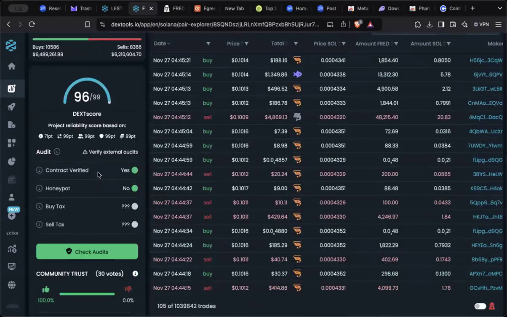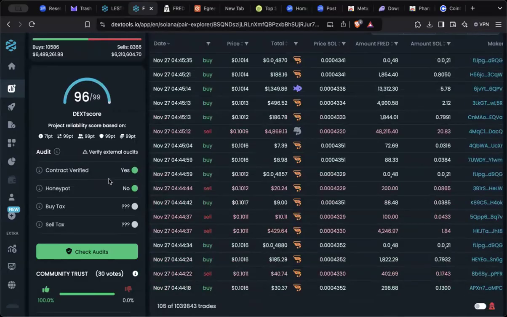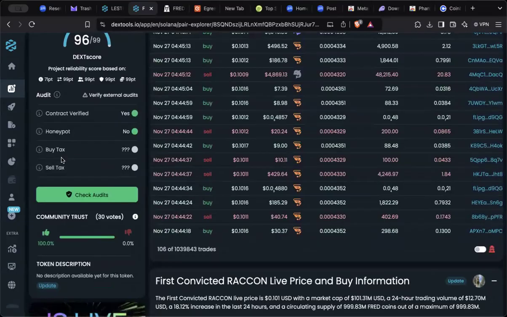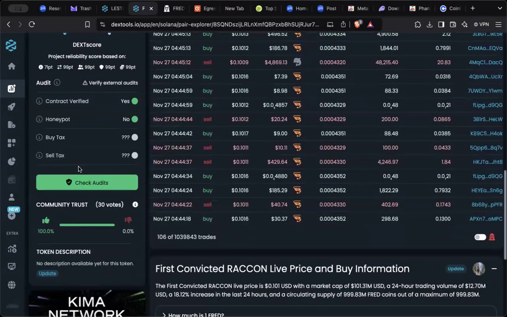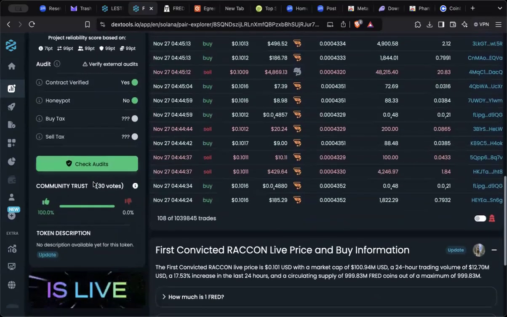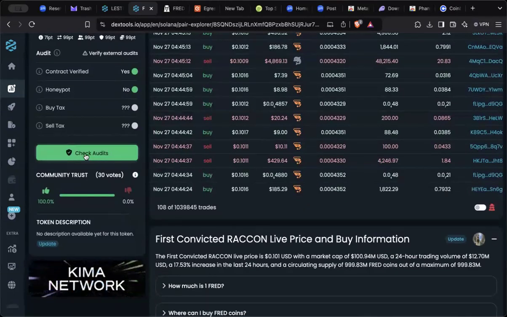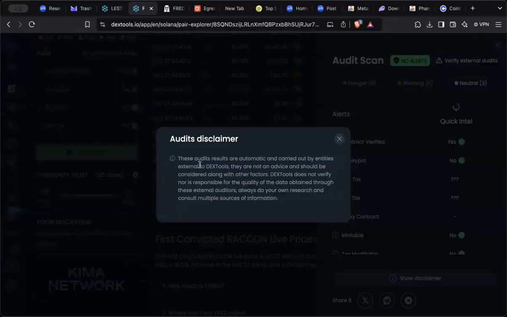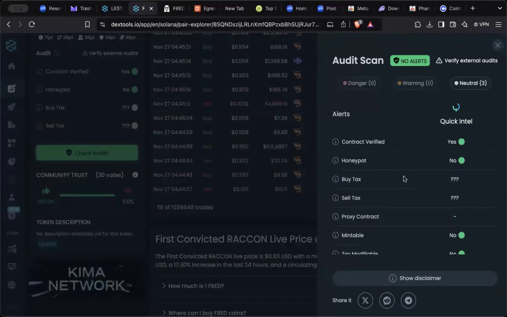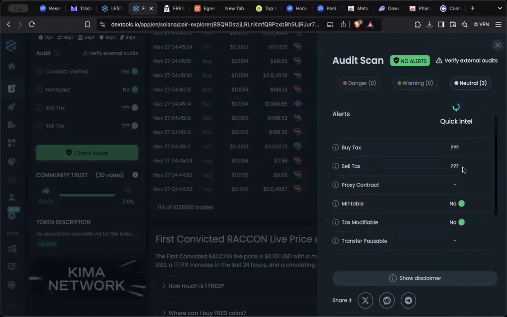Now, if you scroll onto here, one of the things that you want to look at is contract verified. That means it's been verified, so it's not a scam. Honeypot. If this says yes, do not touch it. So this is another good thing. Buy tax, sell tax, question marks, so there are no warning signs. That's good. If you click on this, it will just give you a disclaimer to make sure. But then on the right-hand side, this will come up. Now what you want to look at is make sure that it has green dots next to it.